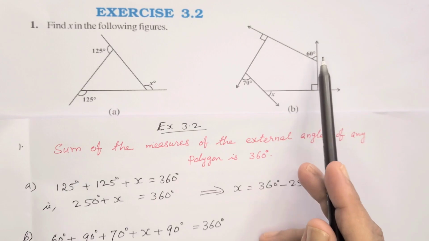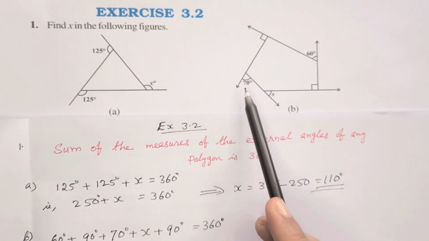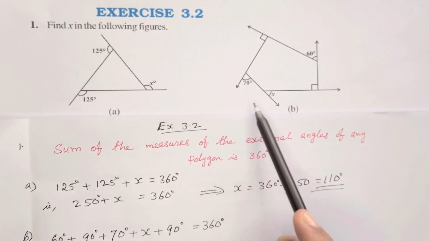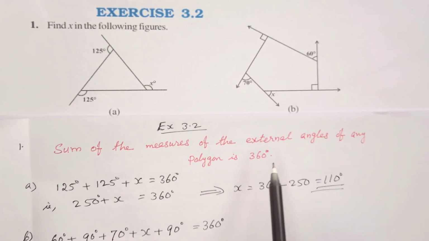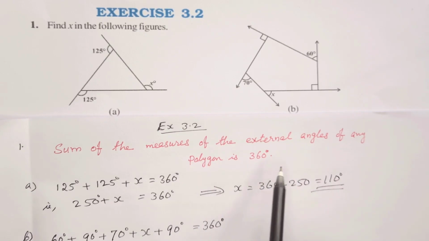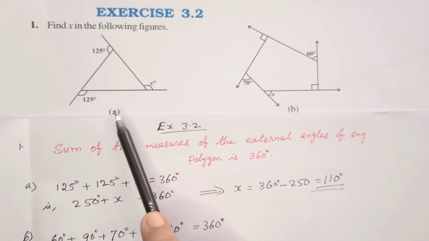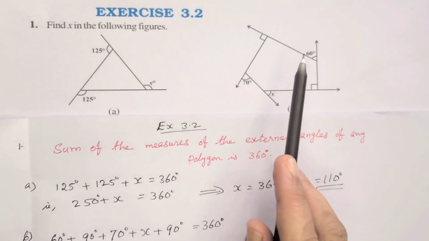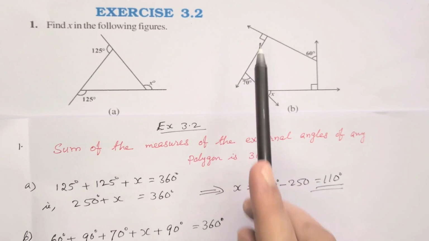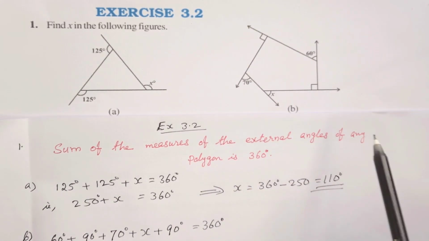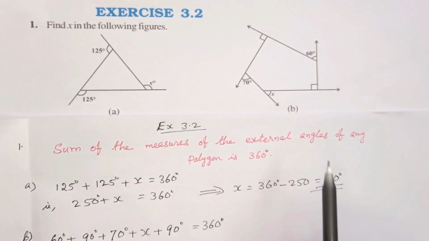Second one, here 60 degrees, 90 degrees, 70 degrees, x, 90 degrees. The sum of all the exterior angles is equal to 360 degrees. The sum of all the external angles of any polygon, 3 sides, 4 sides or any polygon, will always be 360 degrees. So we can write 60 degrees plus 90 degrees plus 70 degrees plus x plus 90 degrees. Here this also is 90 degrees, the other side. So 90 degrees is equal to 360.